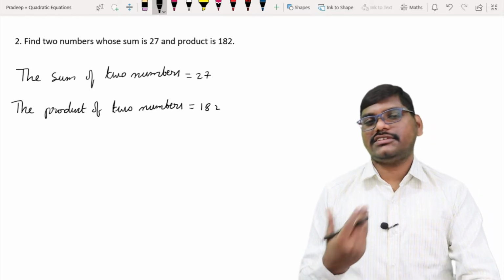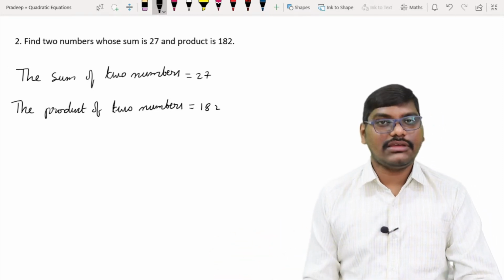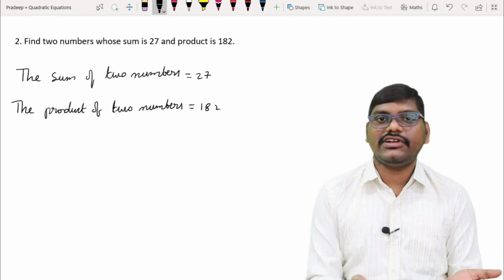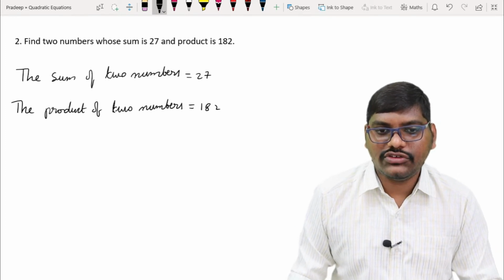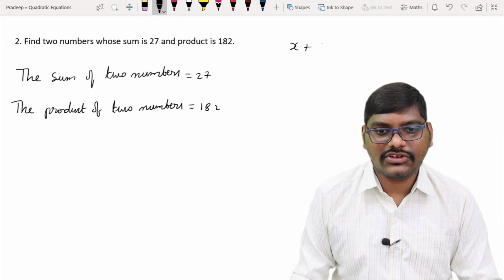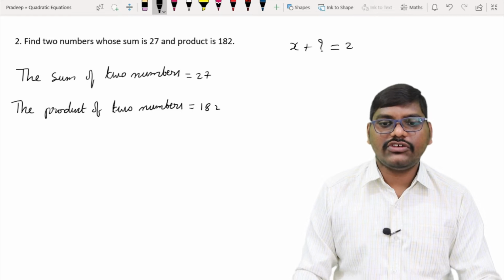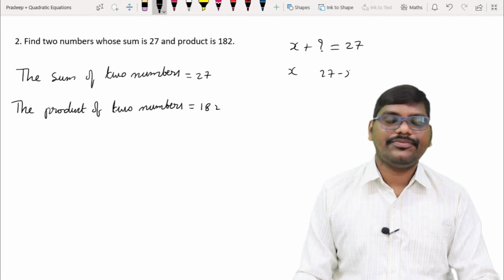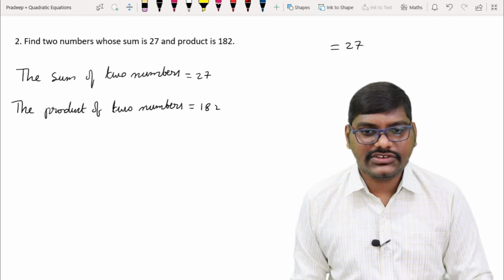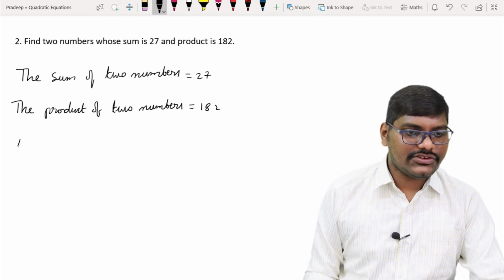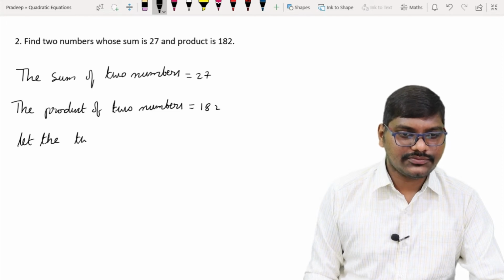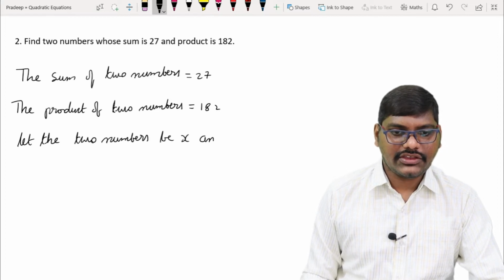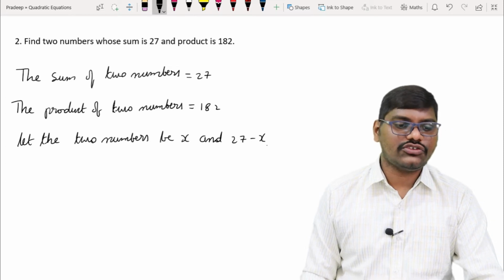Right, so let's say we'll take the first term as x. We don't know what the numbers are, so for one value we'll just take x. If one value is x, the next value could be what? When two numbers, x and one more number, are added, we should get 27. So if one number is x, the second number should be 27 minus x. So I can write here, let the two numbers be: first number x, and the next one 27 minus x. So these are the two numbers.